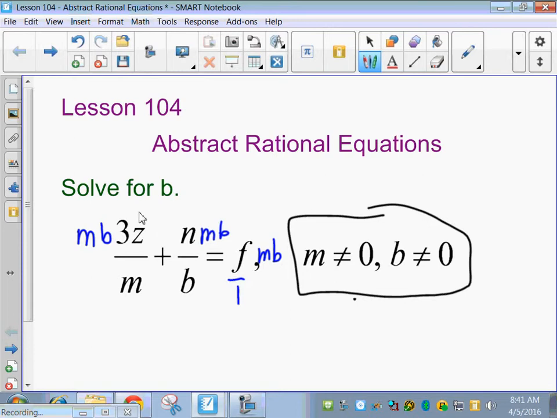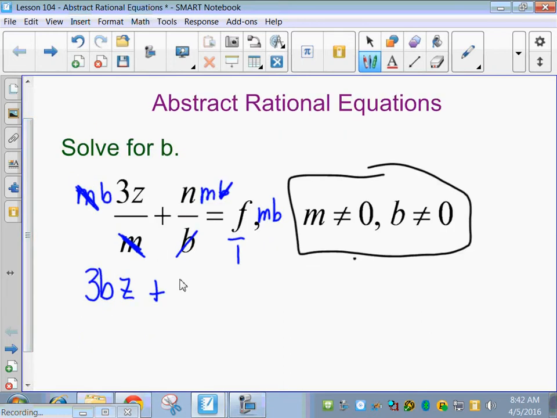So then in the first fraction, the m's cancel. We multiply those together, and normally we put the coefficient, the number, in front. So make sure you put the 3 in front, and then bz or zb is the same thing, okay? Plus, now I'm going to cancel the b's on this one, and I get nm. And on the right-hand side, I get fmb. Okay, over 1, which we don't need. So I got rid of all the fractions first. That's always the first step.